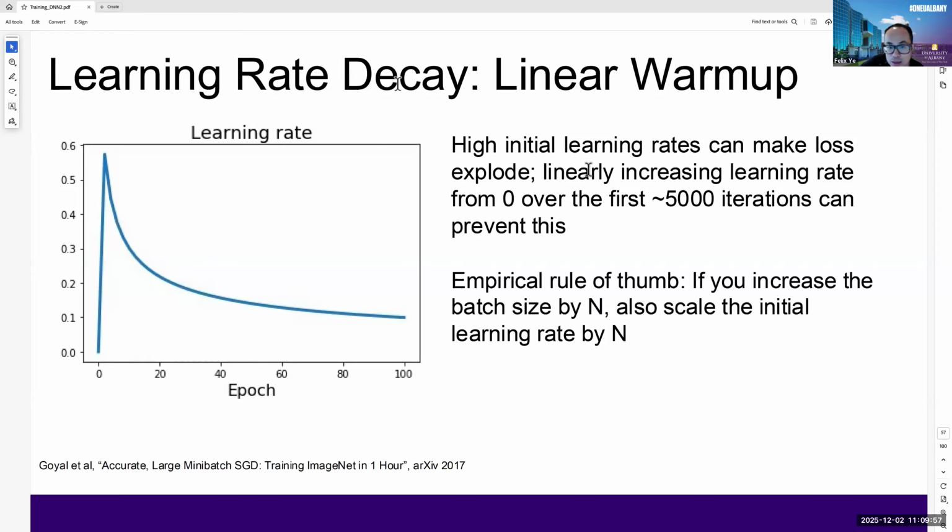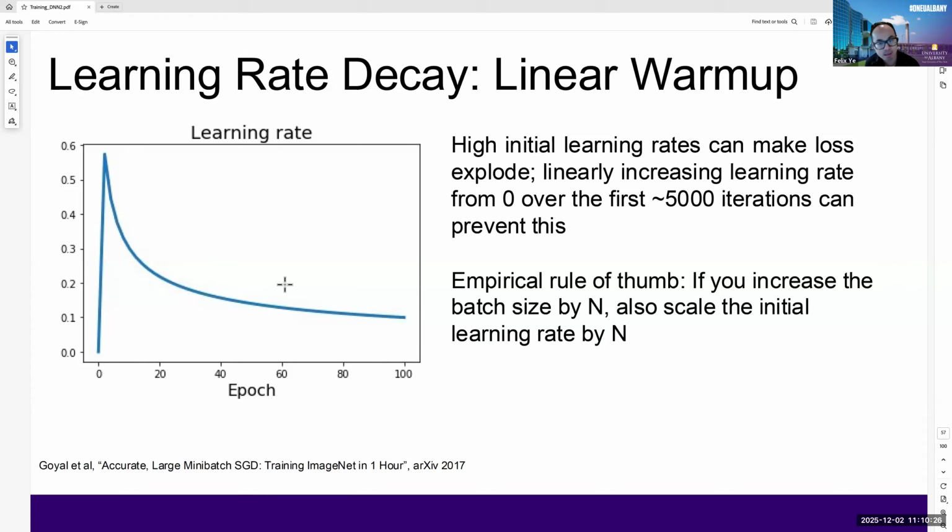So this is a good way to start with: we are going to do some warm up. That means we're going to linearly increase the learning rate from 0 over the first 5,000 iterations. So we are gradually going up to a pretty high learning rate, then gradually decaying. This is very important to keep in mind. Sometimes this initial part of the learning is also important. This is called linear warm up.